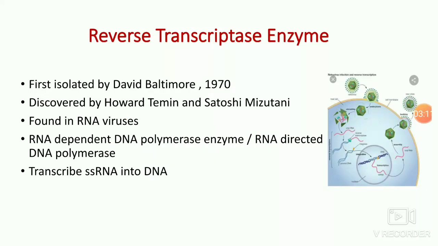Next, let's see about the reverse transcriptase enzyme. The important key feature for this technique is this enzyme. Reverse transcriptase enzyme was first isolated by David Baltimore in 1970 and discovered by Howard Temin and Satoshi Mizutani. This enzyme is found mainly in RNA viruses. It is an RNA-dependent DNA polymerase enzyme or RNA-directed DNA polymerase. It transcribes the single-stranded RNA into DNA.